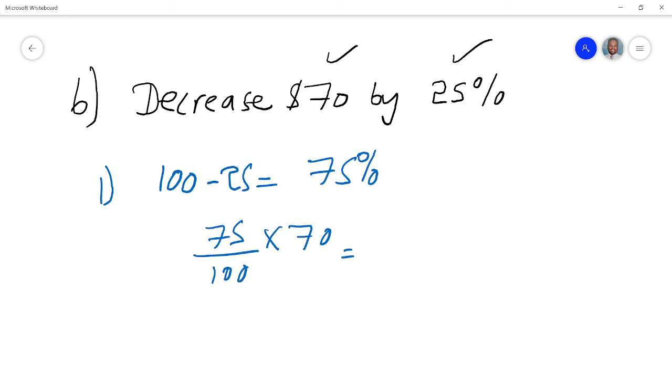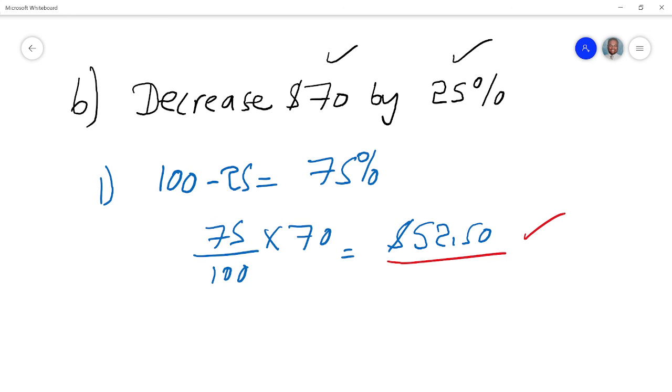You get your calculator, and you're going to get $52.5. All right, so that's what you do here. It's exactly like the first step where you subtract 100 minus 25, you're going to get 75%. That now becomes 75 over 100 times 70, and you're going to get 52.50 dollars.